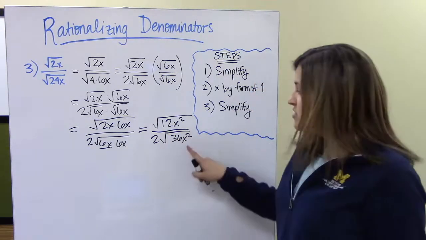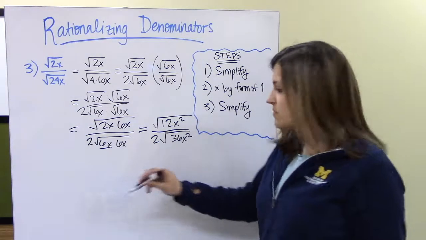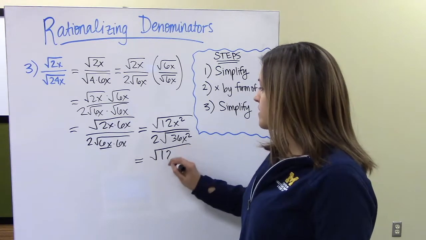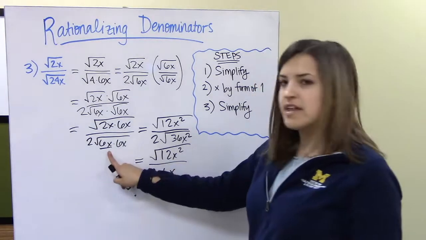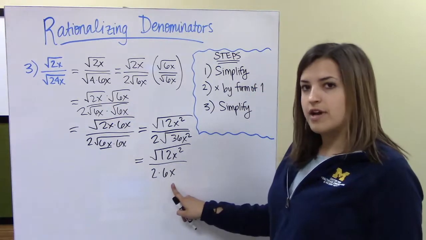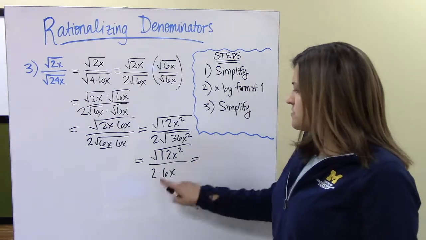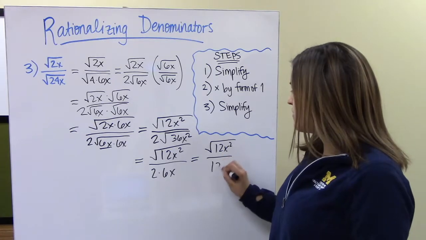So if I do the square root of 36x squared, I'm going to get 6x. So let's rewrite this down here. I have the square root of 12x squared, and on the bottom I have 2 times 6x. See that there? Comes right out. All right, now let's rewrite this with multiplication. So square root of 12x squared over 12x.